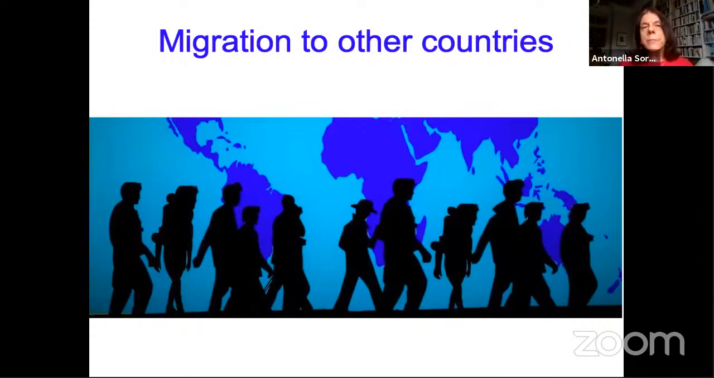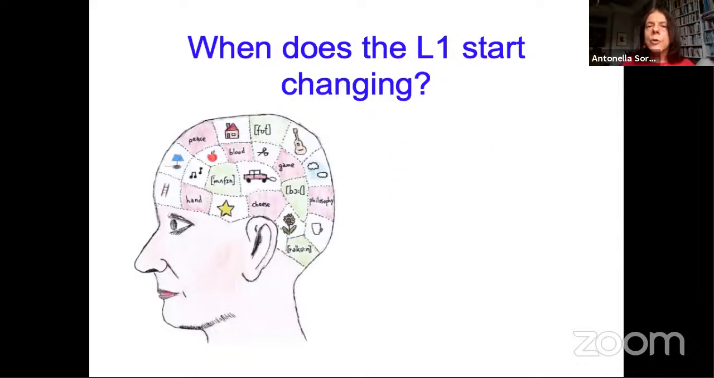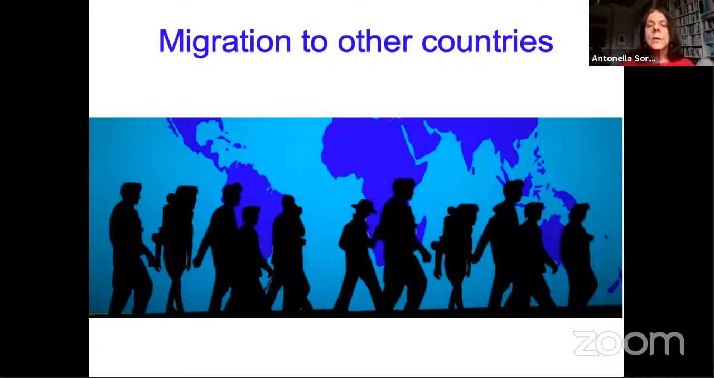We also know that people move around. There is a lot of migration to other countries. And so people leave their original communities, move to another community. And so this is the prime context in which we can look at what happens to the native language once you leave your original community.